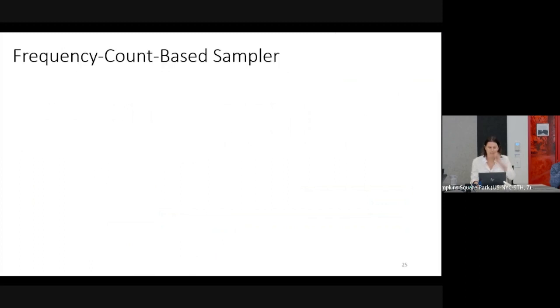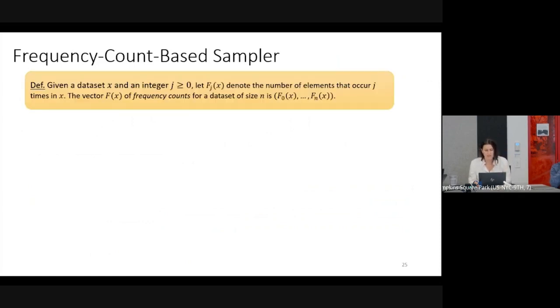Okay, so let me explain what frequency count based is. It makes our analysis a lot easier. Right, so given a data set and some integer j, we'll say that f_j of x is the number of elements that occur j times in x. And f of x will be the frequency counts.